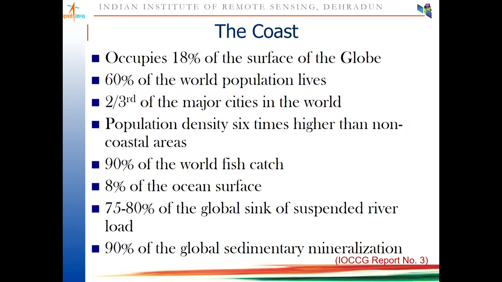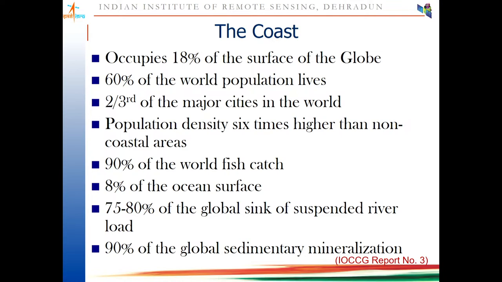Lots of rivers are bringing lots of sediments and dumping them in the coastal water. So 75 to 80% of the global sink of the suspended river load is happening in the coastal zone, and that is why coastal water, in maximum places, is very turbid, except the places where corals are there, like Andaman Nicobar, Lakshadweep, Gulf of Mannar. Those places' water is very clear, but in the rest of the coastal zone, the water is highly turbid.